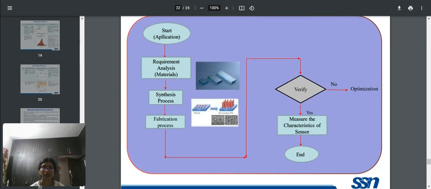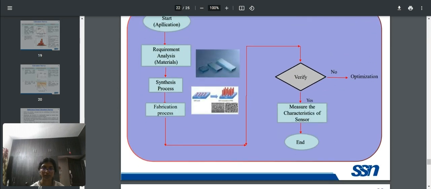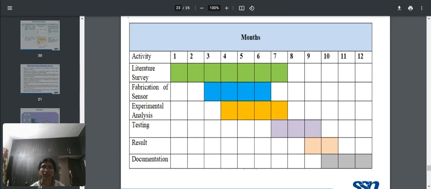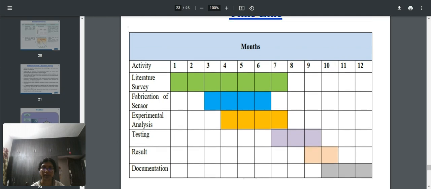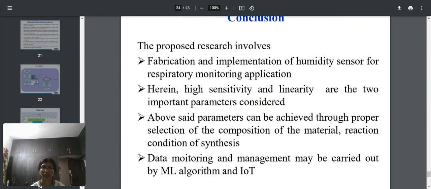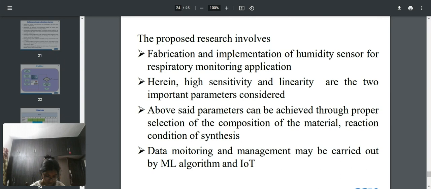So here is the workflow: start, requirement, synthesizing process, fabrication process, verification. If the product that has been synthesized has high sensitivity, selectivity, and high efficiency, then it is approved and that is the end, or else we are going to optimize it to make it better. And here is the timeline of various activities and the conclusion.